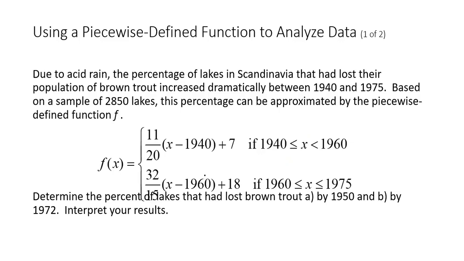This is another application problem. Due to acid rain, the percentage of the lakes in Scandinavia that had lost their population of brown trout increased dramatically between 1940 and 1975. Based on this sample of 2,850 lakes, this percentage can be approximated by the piecewise-defined function. So this is what we have here. We want to find the percentage of the lakes that had lost brown trout by 1950 and by 1972.